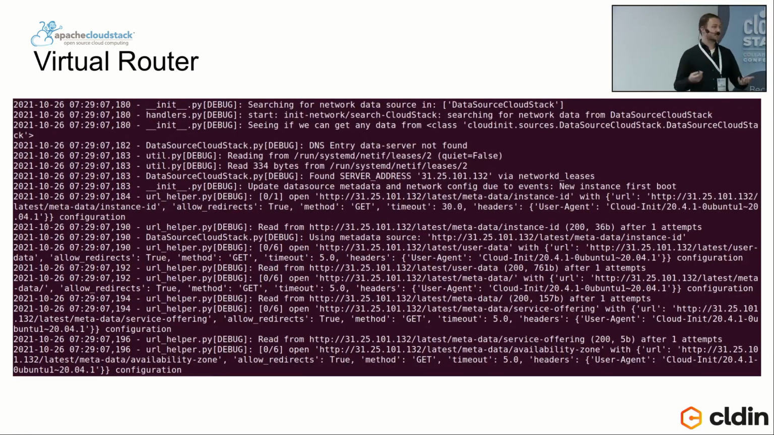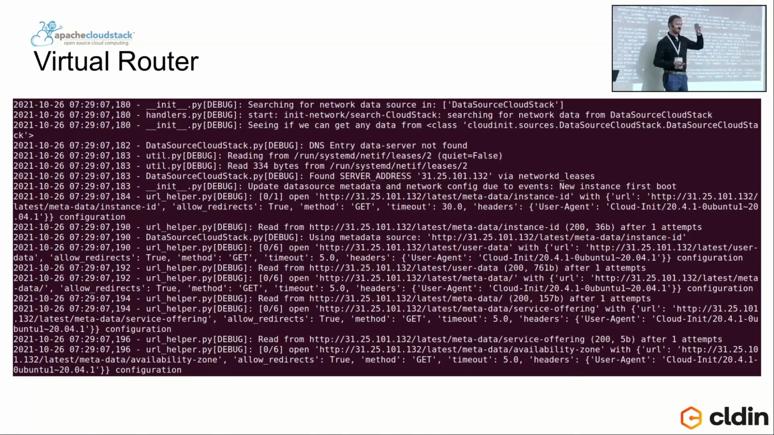So if you then start looking at the log file of cloud-init inside a VM, you can see that it does a lot of things. But mainly this part, found server address, and this again, this is a different network where I tested, via networkd leases. In this case, the VM is using systemd-networkd, so cloud-init asked systemd-networkd, hey, what's the DHCP v4 server in this network? It found it, and then you see that it starts downloading all the HTTPS from the virtual router and obtaining the data it needs.